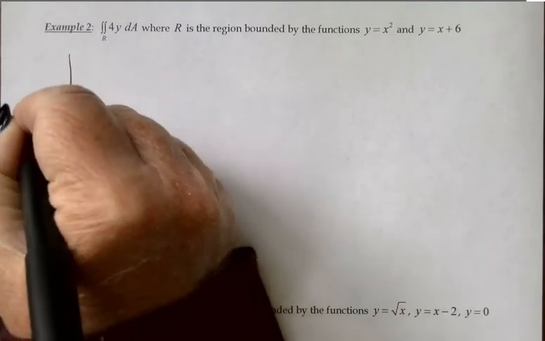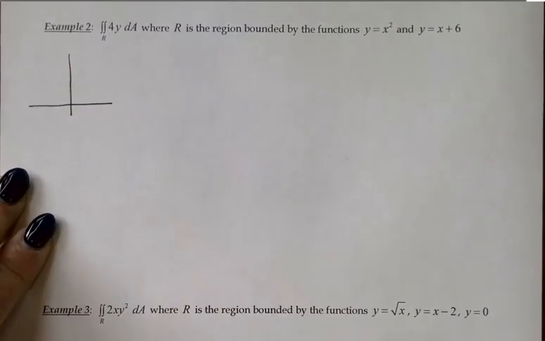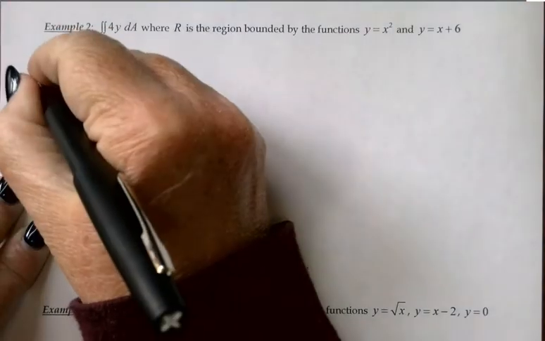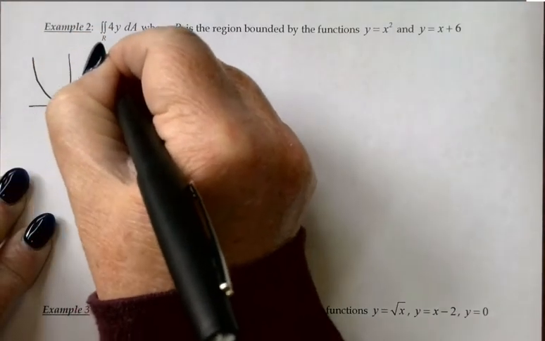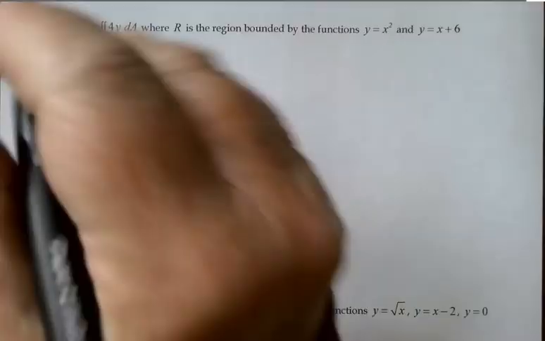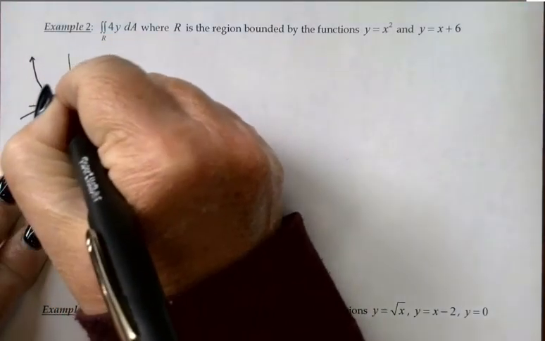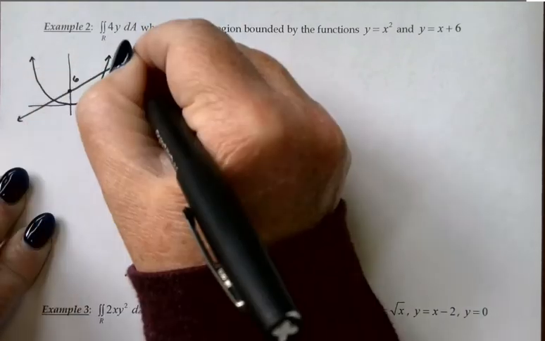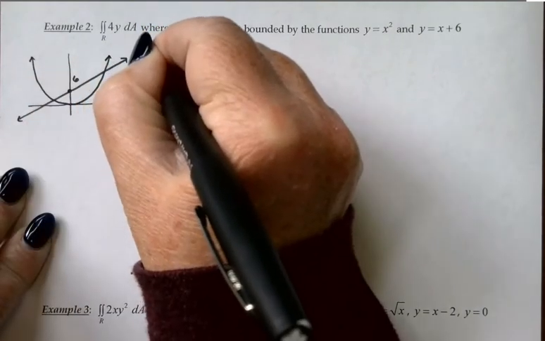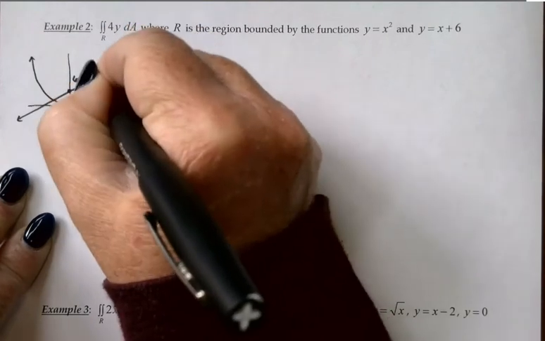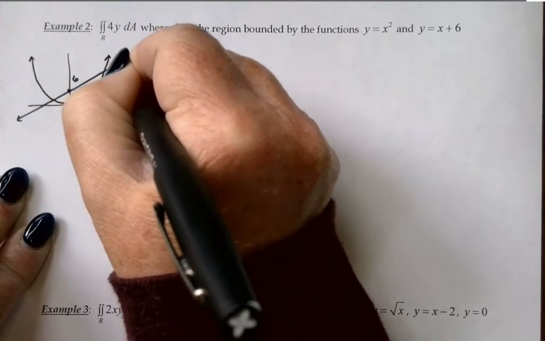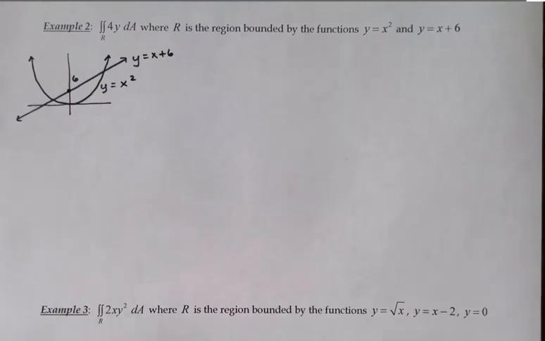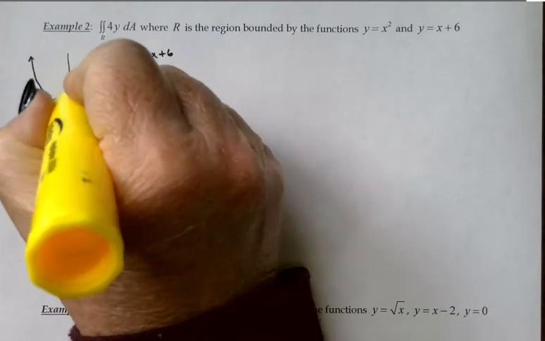You can use your calculator, of course, to generate graphs as well, but these aren't too bad, so I'm just going to sketch them by hand. y equals x squared, and y equals x plus 6. Just going to have a y-intercept of 6 here. All right, so we are looking at a region, R, that looks like this.